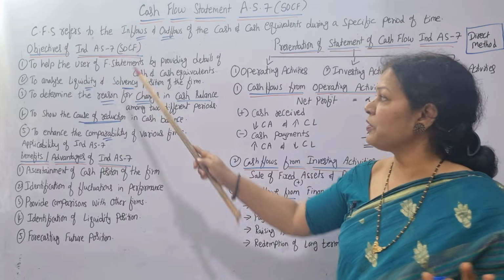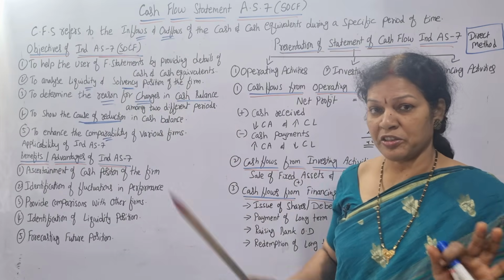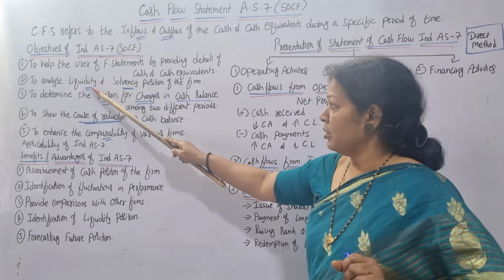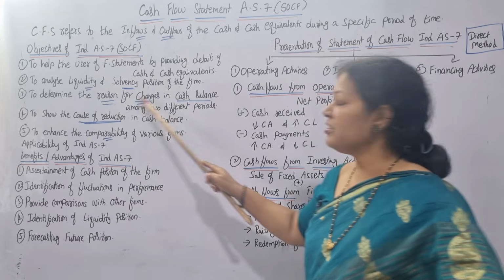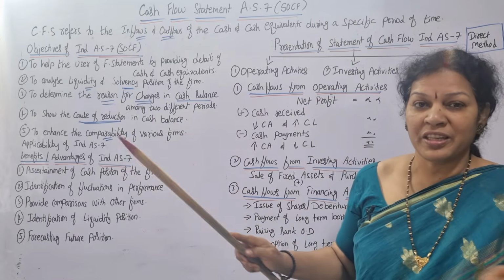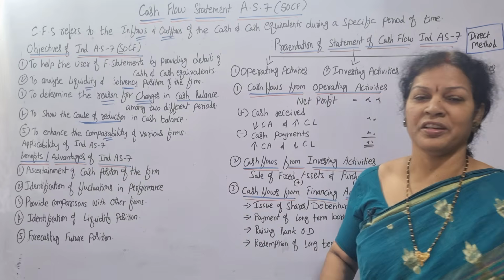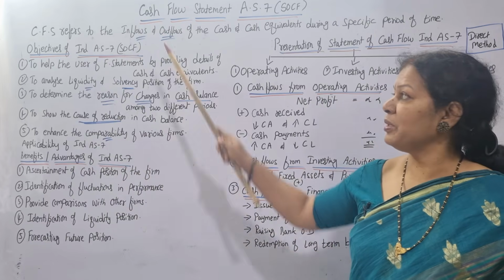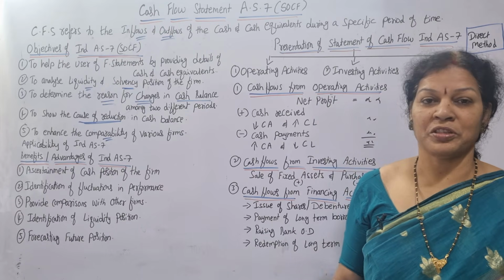Very easy to remember. First one is that whoever is using the financial statements, for them cash and cash equivalents information is given. Second one is to analyze the liquidity and solvency position of the company and the reason for the change in cash and cash equivalents. Then the cause of reduction in cash, and to compare one firm to another firm. These are the main objectives of the preparation of the cash flow statement.